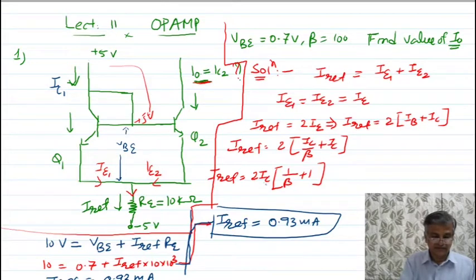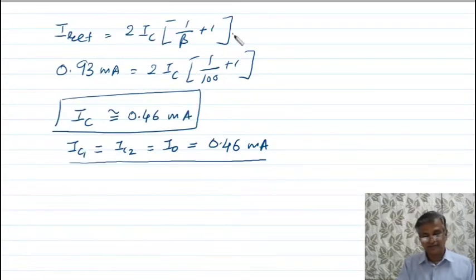10 volt is VBE plus this voltage VBE plus I reference into RE, that I have written here. So from this you can get the value of I reference. So I reference is 0.93 milliampere you will get. You put this value in the equation, you get your answer. This is numerical number 1 we have discussed.